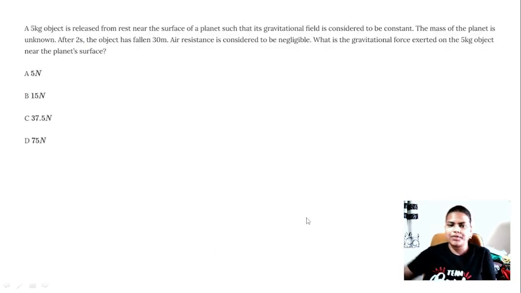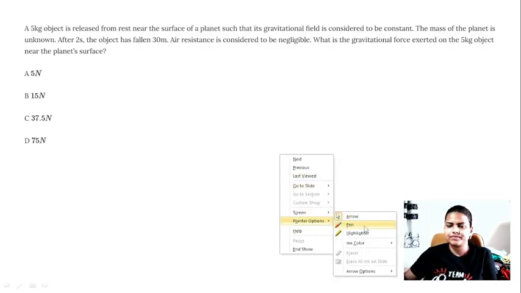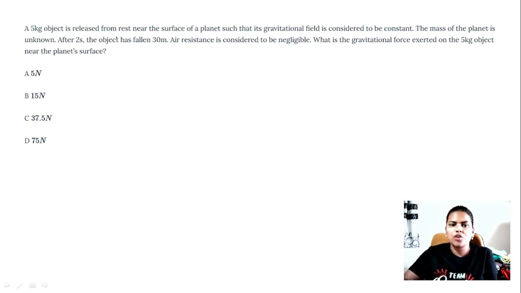Now let's solve some numericals. A 5 kg object is released from rest near the surface of a planet such that its gravitational field is considered to be constant. The mass of the planet is unknown. After 2 seconds, the object has fallen 30 meter. Air resistance is negligible. What is the gravitational force exerted on the 5 kg object near the planet's surface? So we have to find the weight of the object.